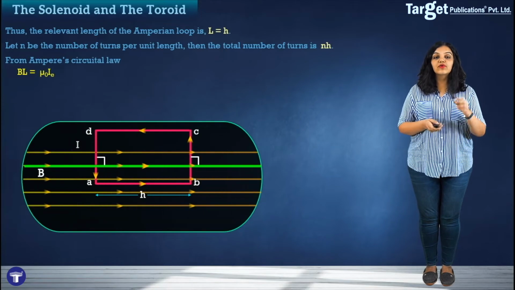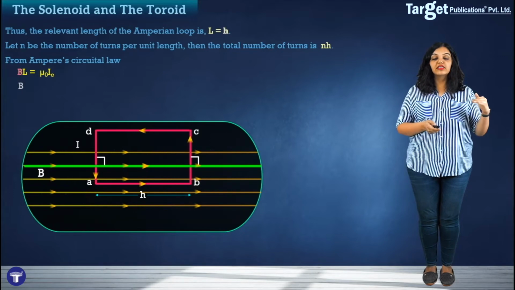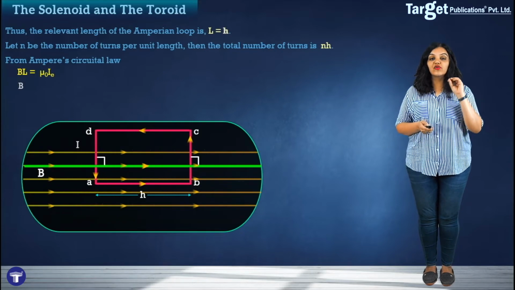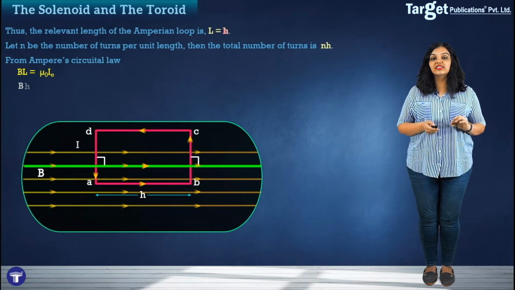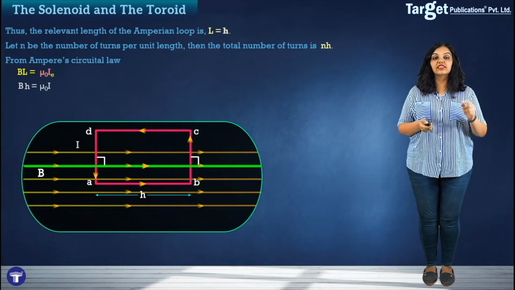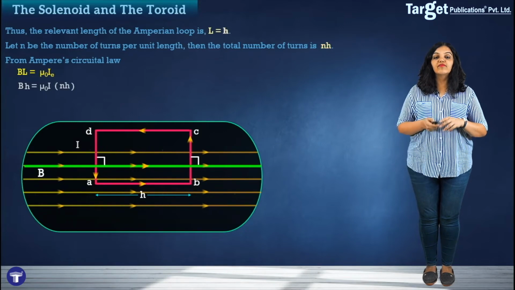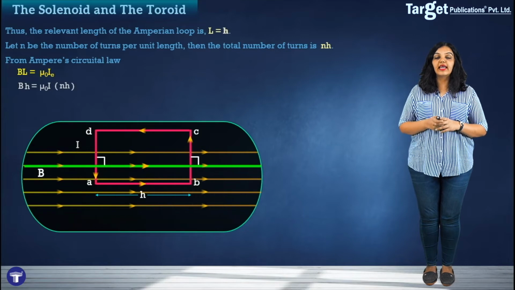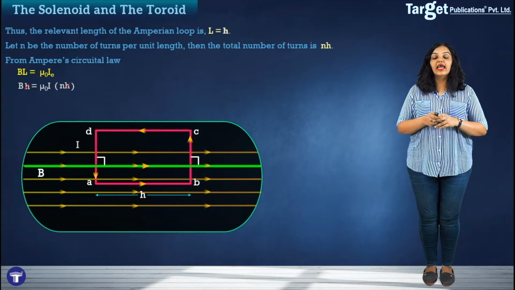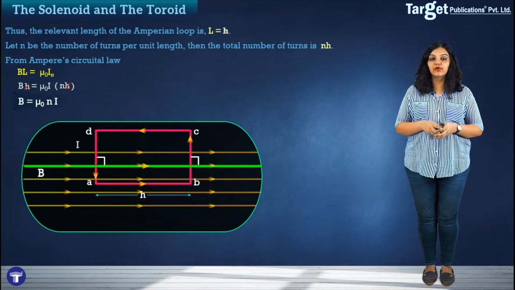So BL is equal to mu naught IE can be written as B, where B is the magnitude of the field along AB, into, instead of L I'm going to write h, because h is the effective length, is equal to mu naught, and the enclosed current instead of I will be I into nh. So here I have Bh is equal to mu naught I nh, and as you can see h and h cancel, and I get the final formula, that is B is equal to mu naught nI.